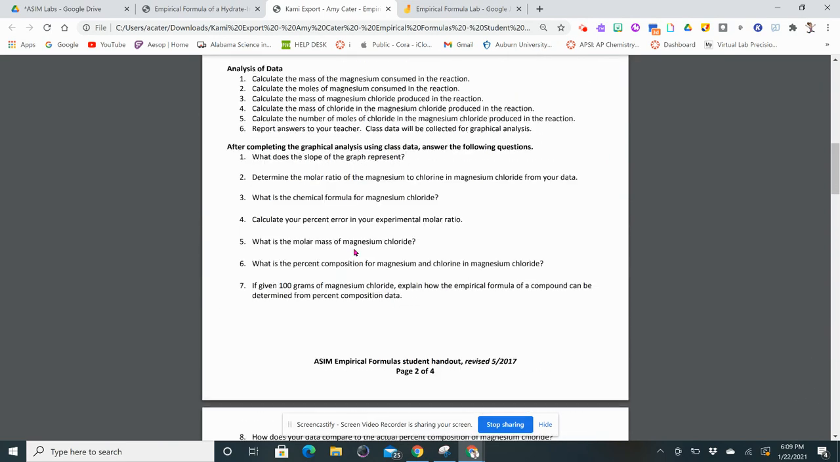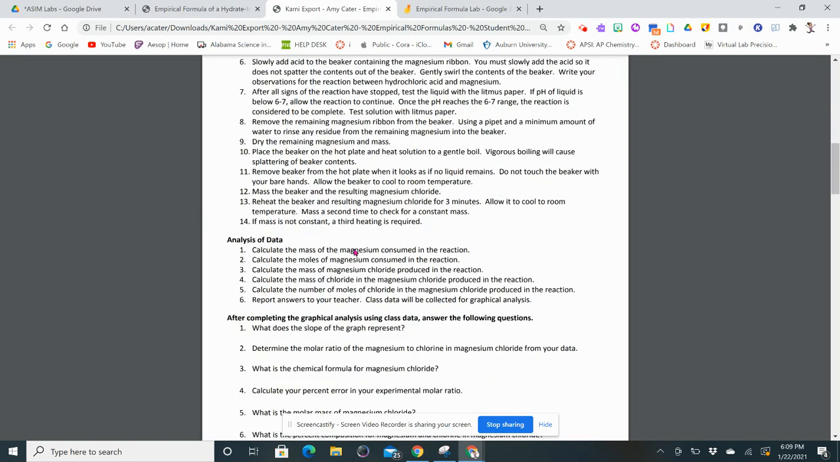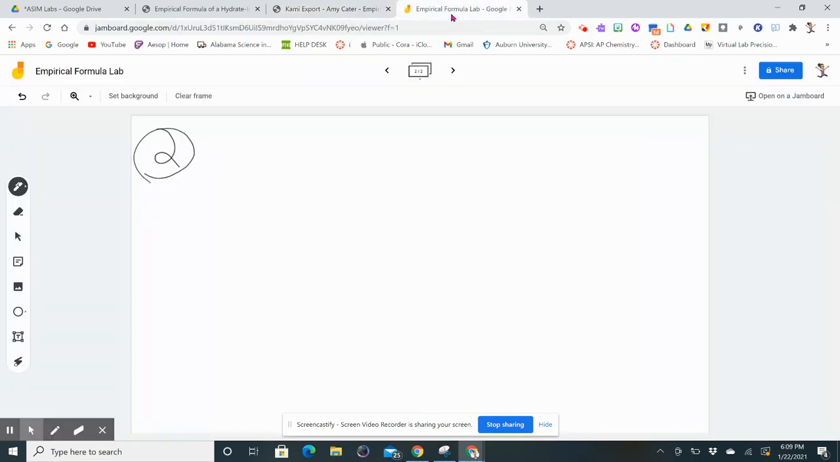Calculation number 2, you need to calculate the moles of magnesium consumed in the reaction. So I'm going to take my grams that were consumed. That was my 0.0669 grams of magnesium. Use my little railroad tracks, and I'm going to find the moles of magnesium that were consumed.